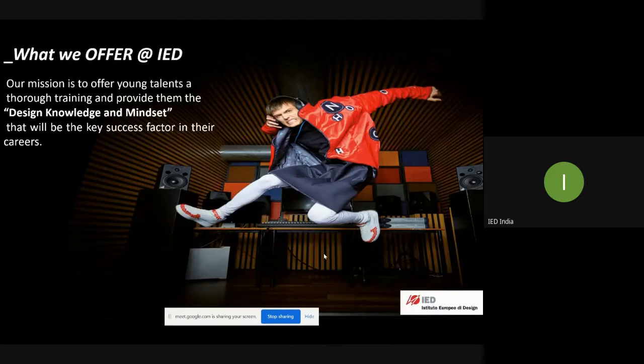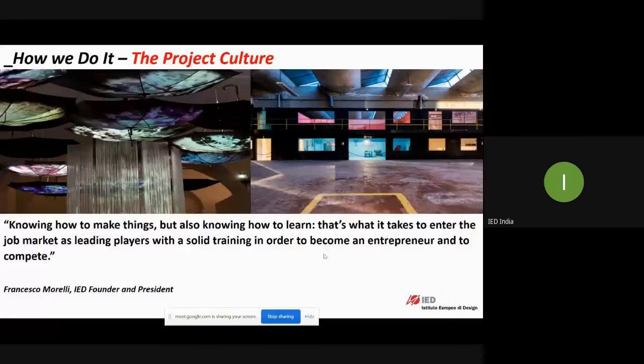What we focus on when students come to IED is creating a design knowledge and mindset in that student. Design, or a creative course, is never a theory. It's more hands-on. So what is our mission? Our mission is to create that perception in you. And of course, I will tell you in the workshop what perception is, what design thinking is, and how we do it.